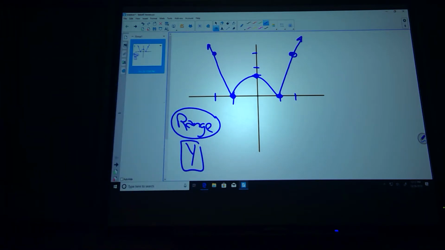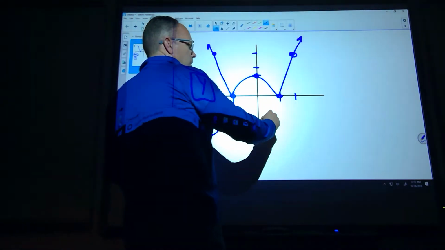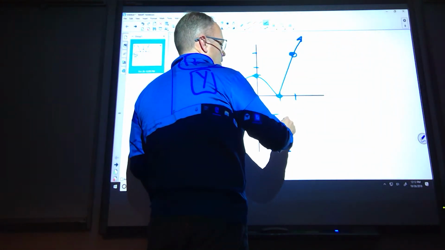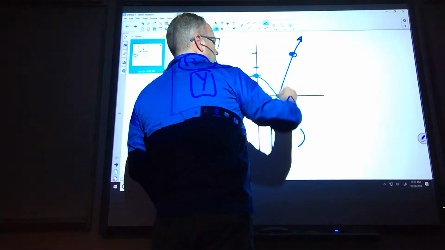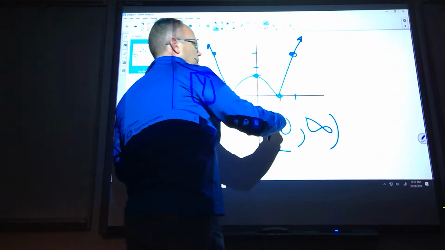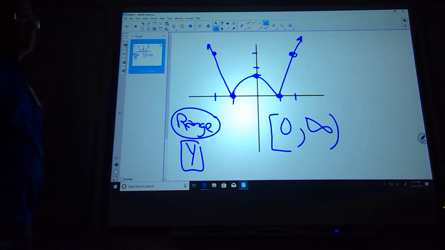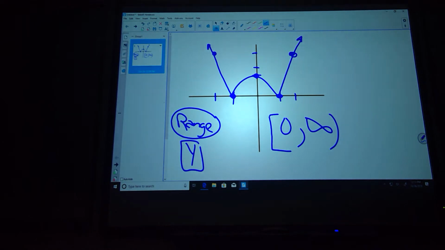That's the elevator riding up from way down low. When would we start seeing our graph from the elevator? Yeah, 0. And where would we go to? The line keeps going, right? And why is it a square bracket? Oh, because it's a closed dot. Yeah, good. Why is it 0?